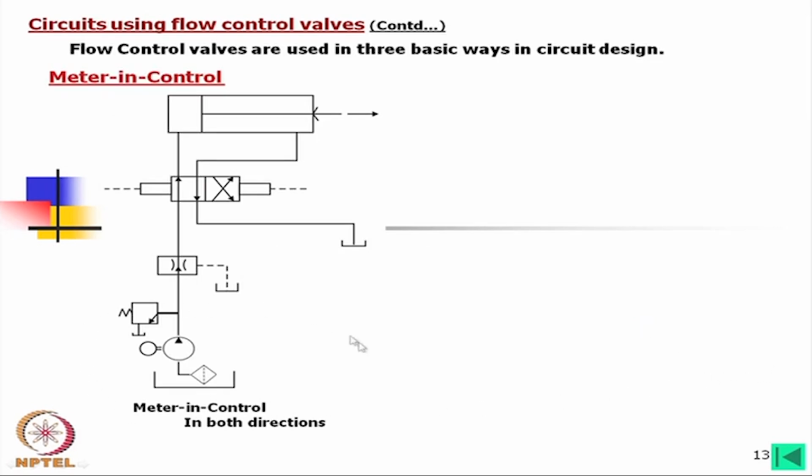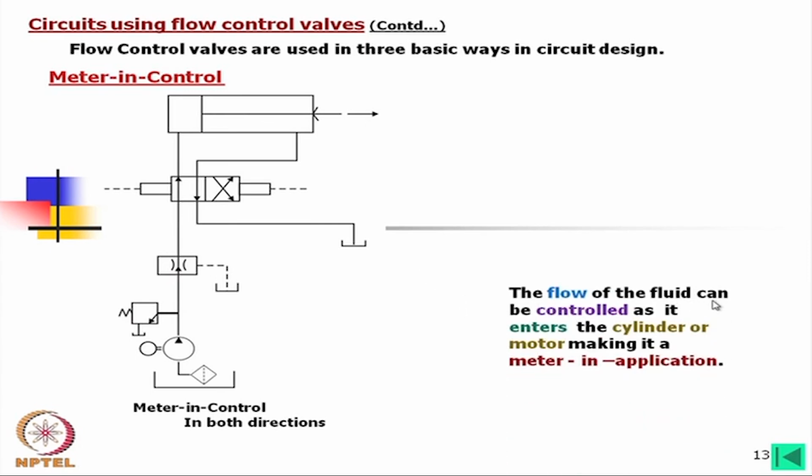Now, let us consider the meter in control. In that case, what is this valve? This valve is a 4/2 valve. It is just operating this double acting cylinder, but we have put a flow control valve in line. Now, the flow of the fluid can be controlled as it enters the cylinder or motor, making it a meter in application.